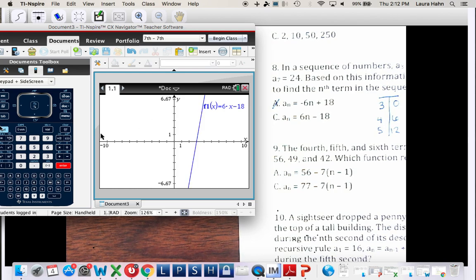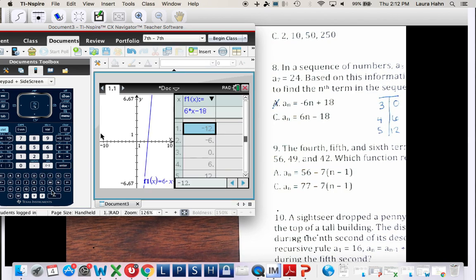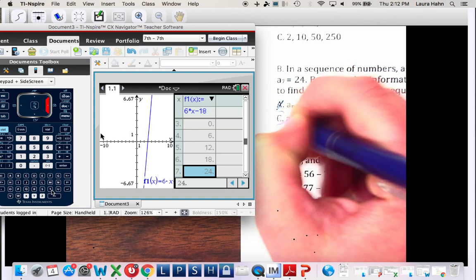Once we graph it, we can open our table and go check. Let's go down to our third term. Our third term is 0, that matches. Our fourth term is 6, that matches. Our fifth term is 12, good. The problem told me the sixth term is 18, that's good. And finally it says the seventh term is 24. All of those match, so I know my answer is C.